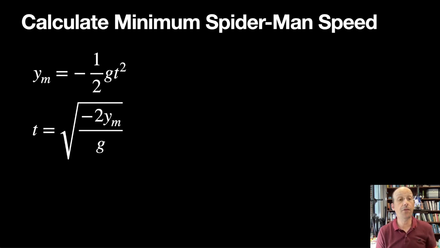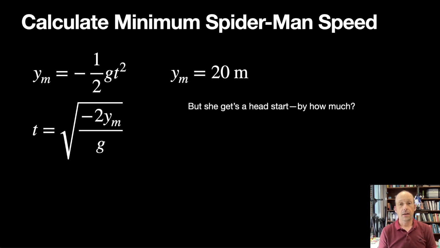And we can find out how long it takes her to get down 20 meters. That's what I want to do. How long does it take her to fall 20 meters? I'm just saying she starts there, she falls, and that's how long she has, because Spider-Man has to cover that same amount of distance. Okay. So there, y is 20 meters, and I don't even think I need to do it this way, but that's going to take her 2.02 seconds to fall that whole 20 meter distance.